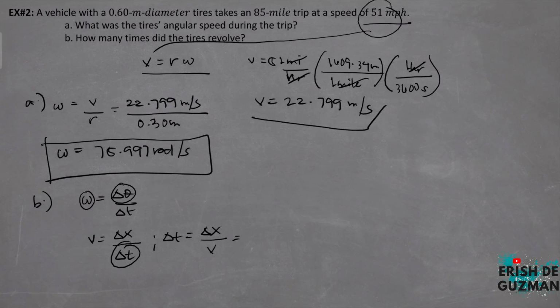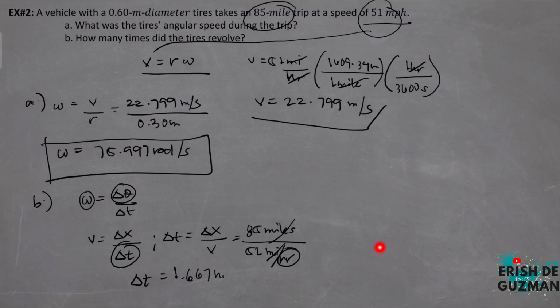And change in displacement natin is 85 miles. 85 miles divided by 51 miles per hour. Makakancel yung miles. Ang matitira is yung hour. Time interval is equal to 1.667 hour. And i-convert pa natin sa seconds. Times 3,600. We have 6,000 seconds.